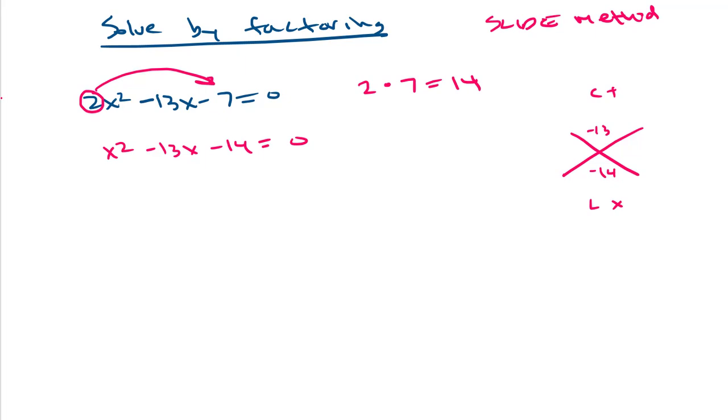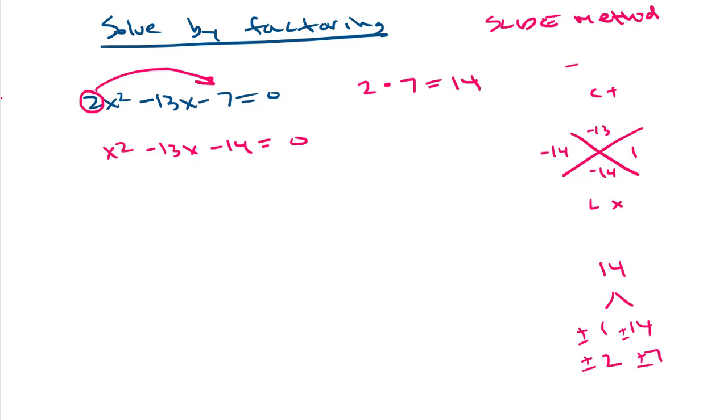And then I need to find factors of 14 that will give me negative 13 and negative 14. So the factors of 14 are 1 and 14 and 2 and 7. And I have to also address the positive and negative combinations. So in this case, it looks like I need a minus 14 and a 1.